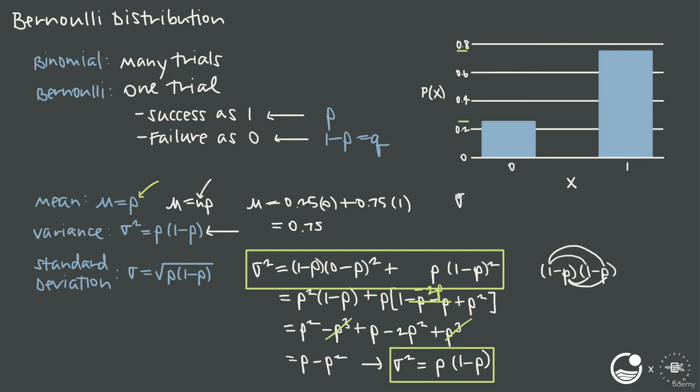In our case, that means that variance is equal to P, which is 0.75, times 1 minus P, or Q, the probability of failure, which is 0.25. That gives us a value for variance of 0.1875, and then standard deviation is always just the square root of variance, so the square root of 0.1875, which is approximately equal to 0.4330. And so we're able to calculate the mean, variance, and standard deviation of a Bernoulli random variable.